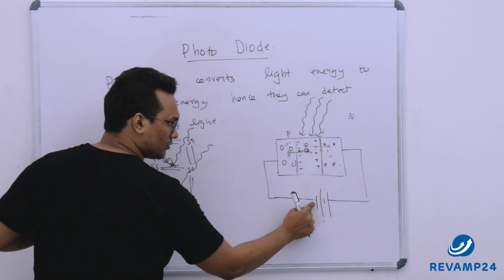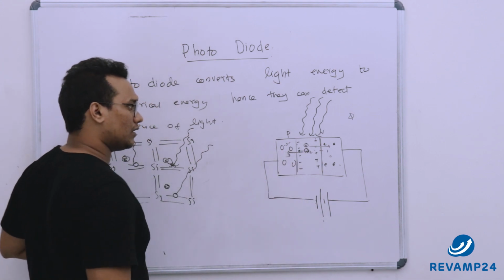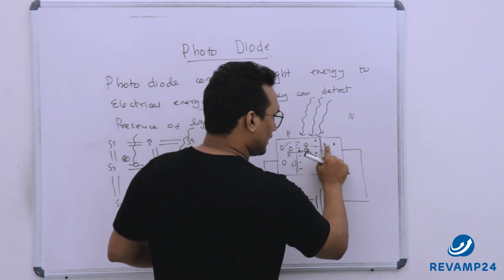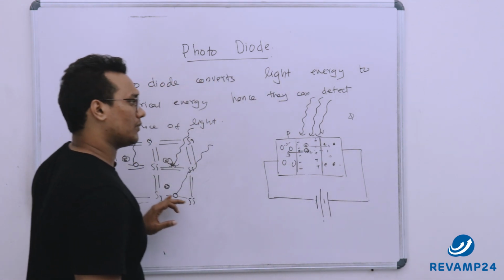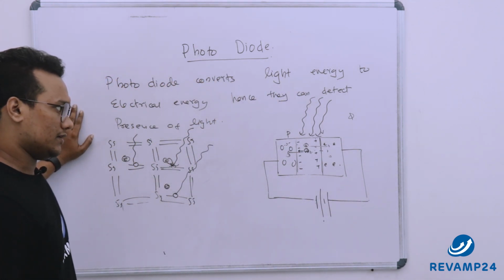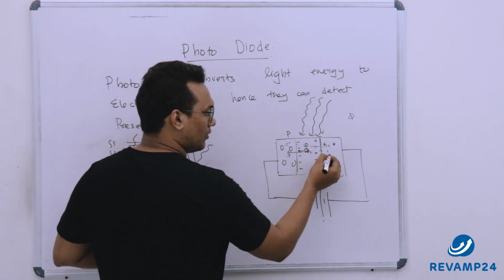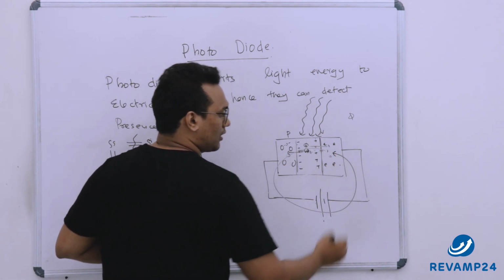From there, these holes are taken to the negative terminal of the battery, and from here electrons are taken to the positive terminal of the battery. Okay, now what has happened? We got a closed loop.